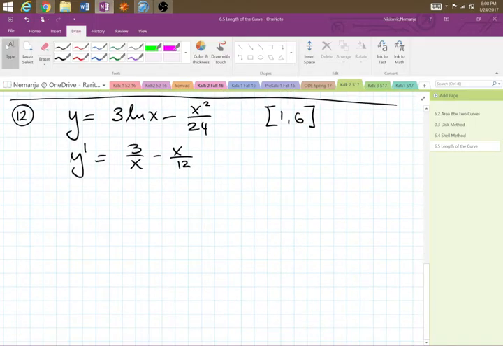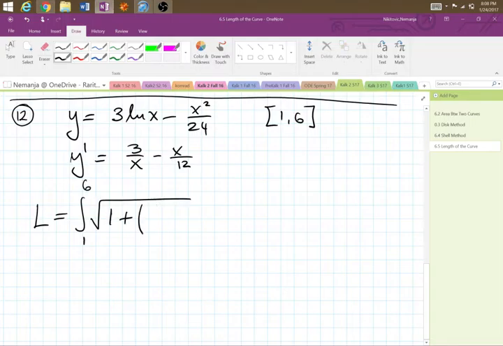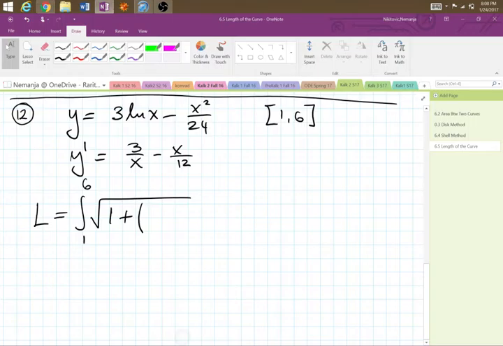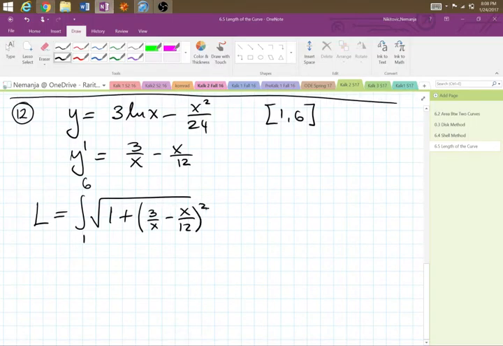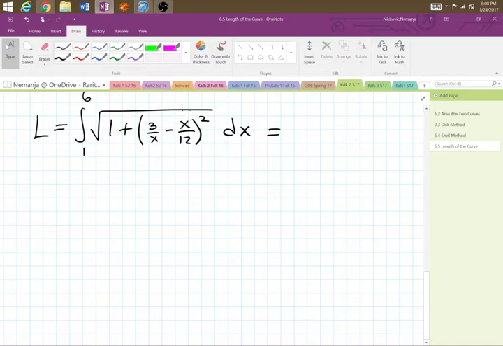So now we immediately plug everything into the formula. I have 1 plus, and then over here I have 3 over x minus x over 12, squared, dx. So all we need is to integrate this, and we're done. Well, what's the only thing that we can actually do here? What is the only thing that I can do now? Yeah, square it. So let's do that.